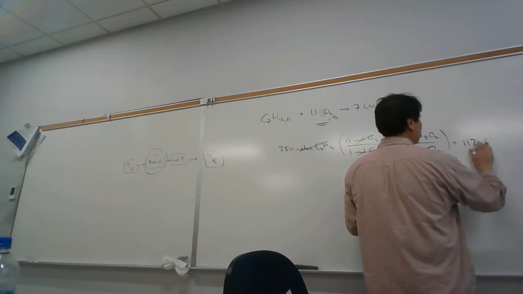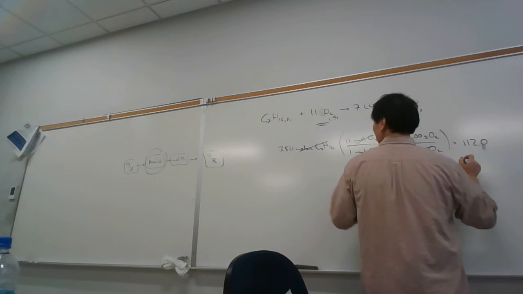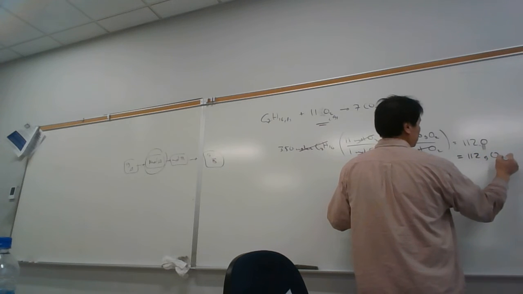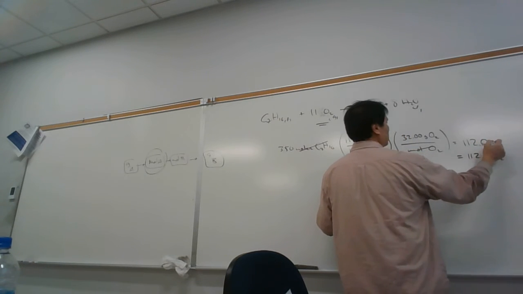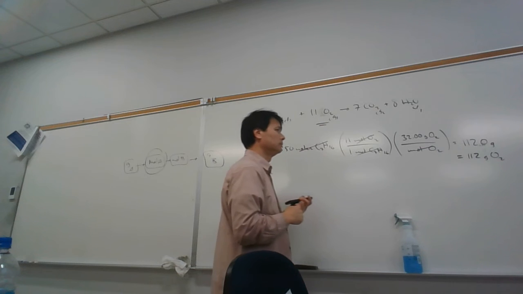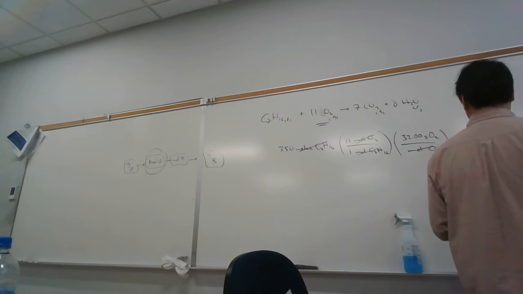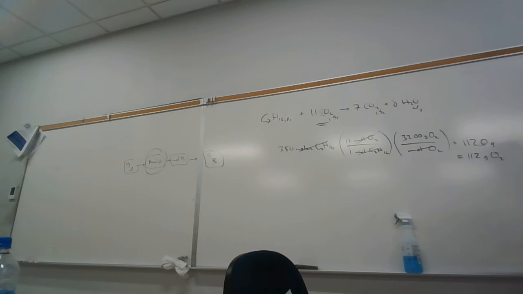Grams of 112.0. We're allowed 3 sig figs, so this is just going to go to 112 grams of oxygen, O2. Did you multiply by the 11? Oh no, I didn't multiply by 11. Sorry, times 11. 1,232. Is that what you got?